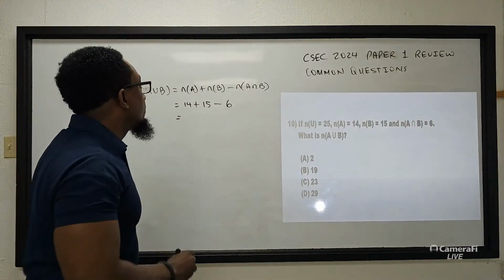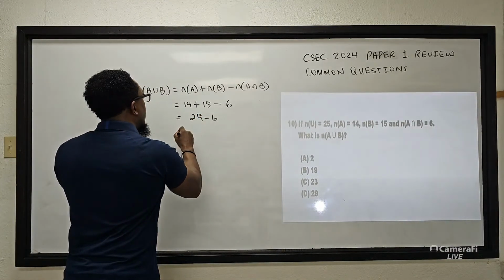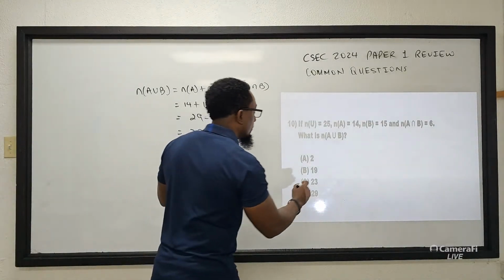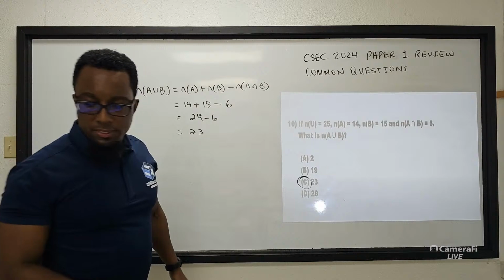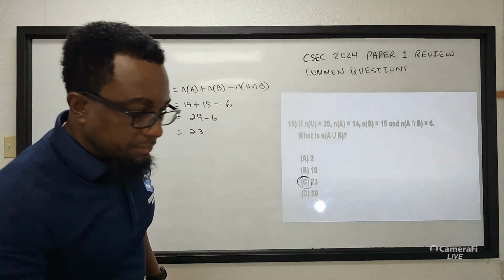So we know this will be what? 14 plus 15 is 29. Subtract 6, which will give us 23. Whose answer there is C. So 10, looking at C. Let's look at 11.